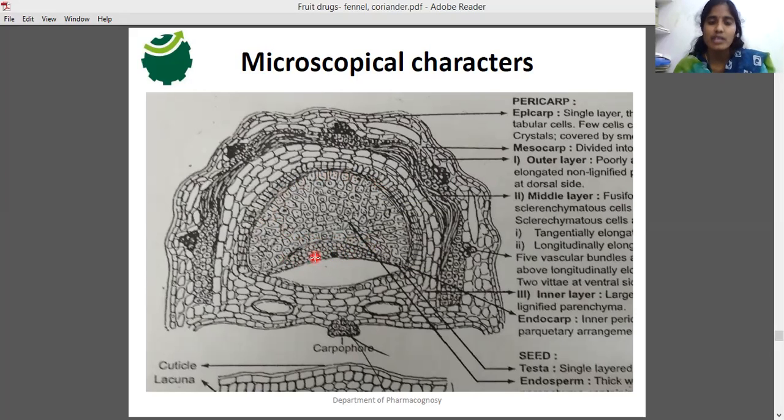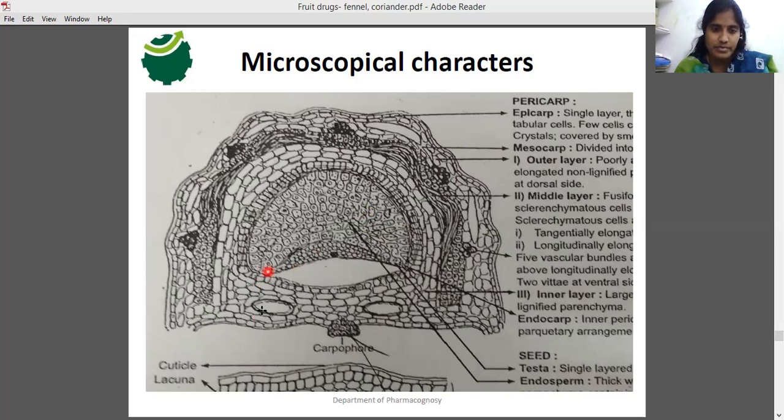Raphe is nothing but one longitudinal ridge on the seed. This endosperm is nothing but the seed only, right? The seed part has one longitudinal ridge on its surface. That is nothing but the raphe. This part is the raphe, and this part is the endosperm. The endosperm here is the same as in fennel. It is also made up of polygonal to hexagonal shaped cells. It also has oil globules, fixed aleurone grains, and calcium oxalate crystals.